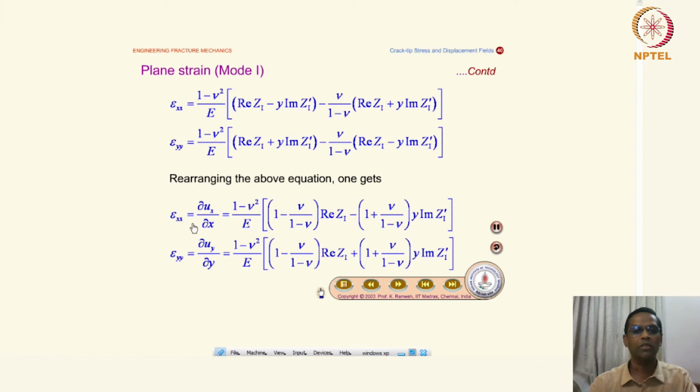Then you can get the epsilon xx, that is dou u x by dou x, which is equal to (1 minus mu square) by E into (1 minus mu) by (1 minus mu) into real part of z1 minus (1 plus mu) by (1 minus mu) into y, imaginary part of z1 prime. So similar expression is for epsilon yy except the sign change, right? So these expressions are a bit longer, but then it is very easy to understand.